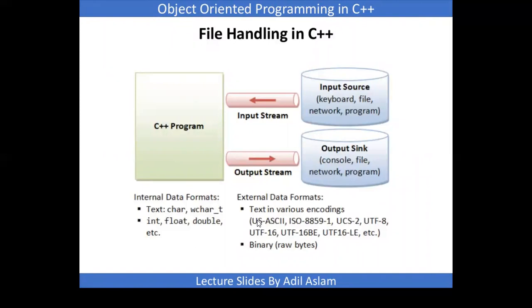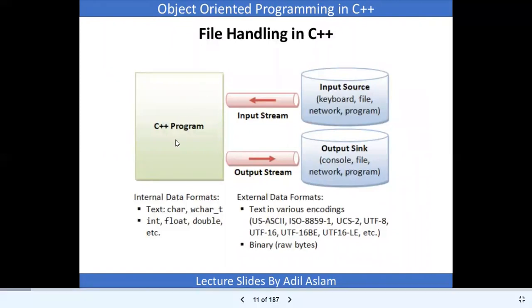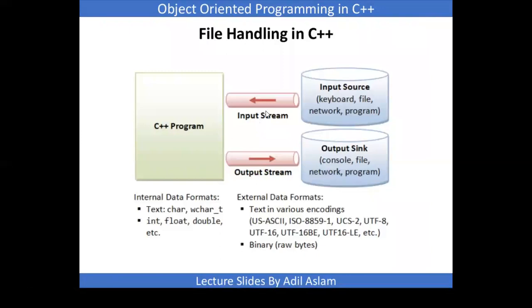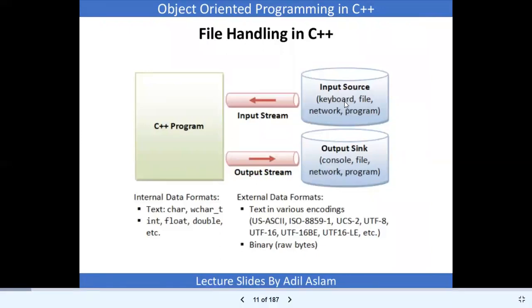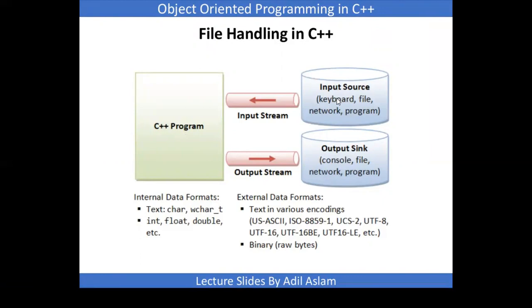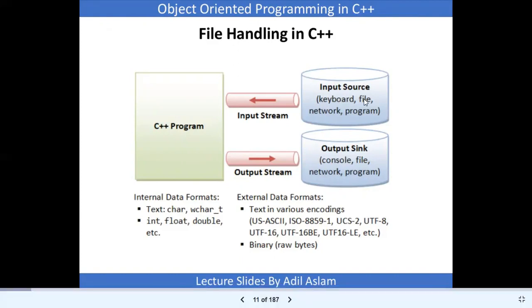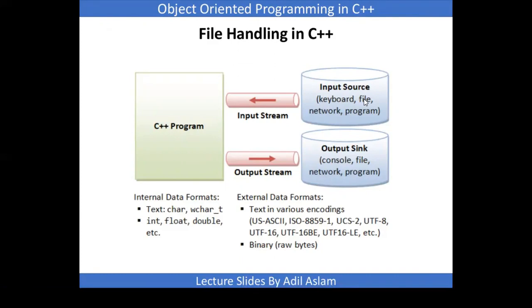Here is the main concept of file handling: in the program, we create an input stream, meaning we are taking data into the C++ program from the keyboard, a file, the network, or another program. When we take input in the C++ program from the keyboard, we use the cin object of the iostream header file, whereas when we take input data from a file, we will use the file object. Are you getting the point?